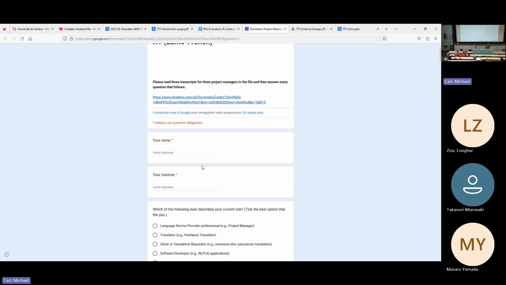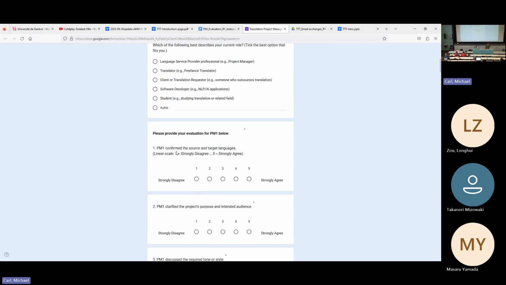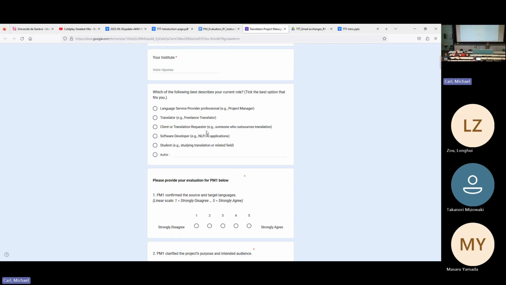Okay, so you can give your name and so on. Then your role as a language provider, whatever your relation to translation is. Then there's a number of questions, 16 questions. These are from the ISO standards or some standards. It is an excerpt based on these kinds of standards.